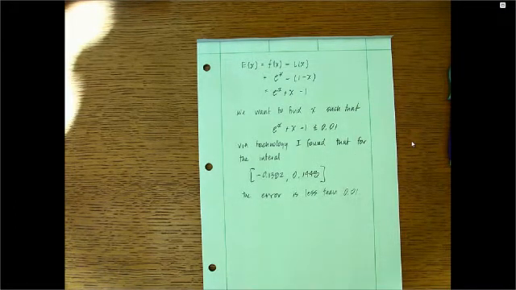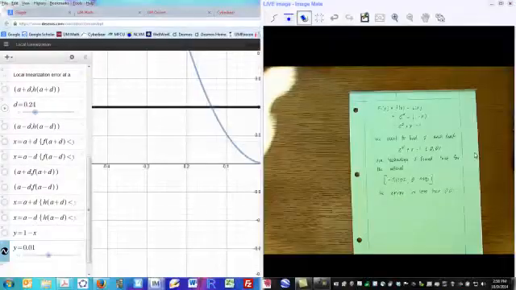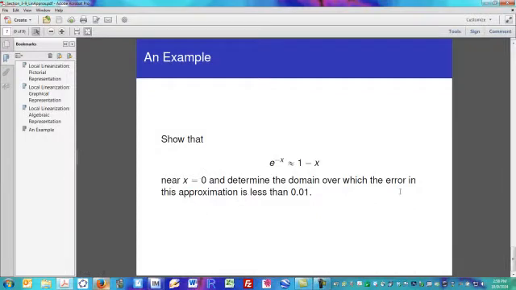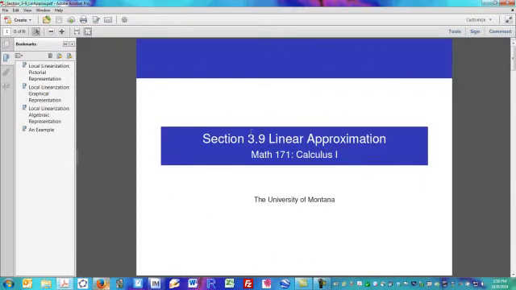And that concludes the example that I have for you. I hope you learned a little something about local linearization, and we'll end it there. I hope you have a good sense of section 3.9. Look forward to seeing your homework on this section.